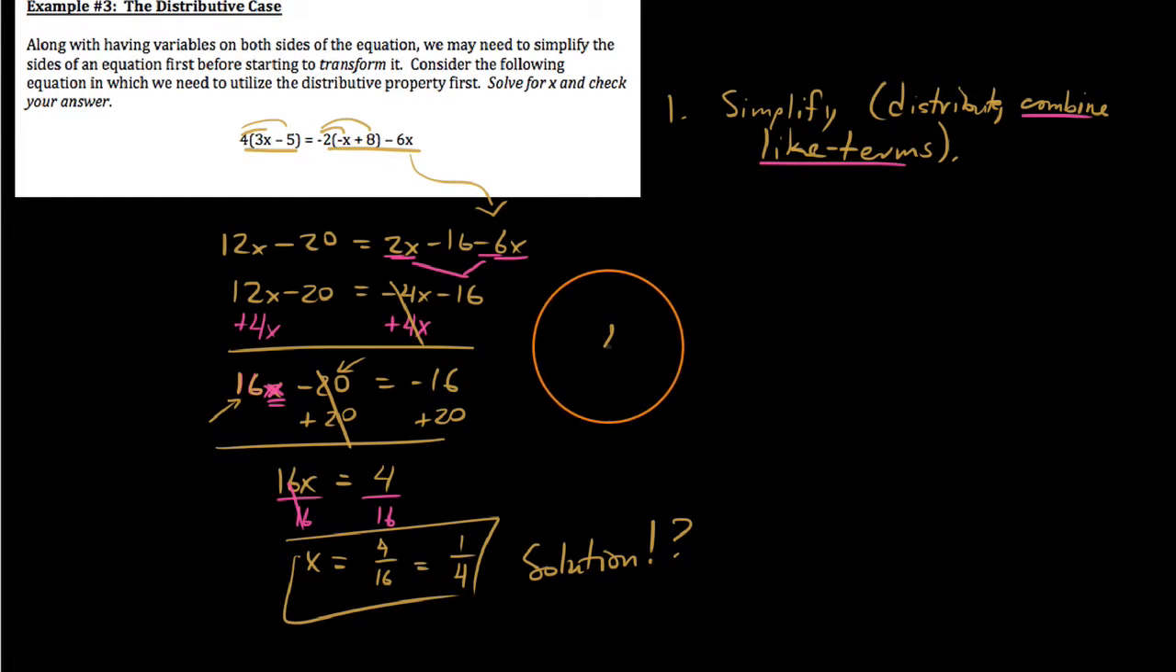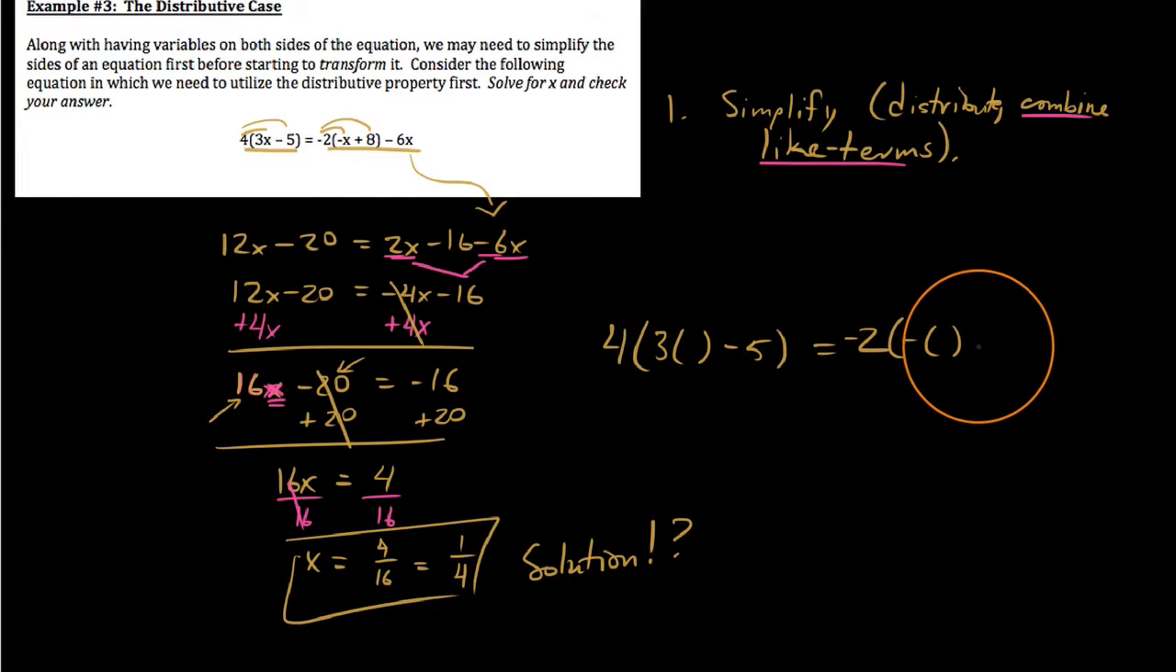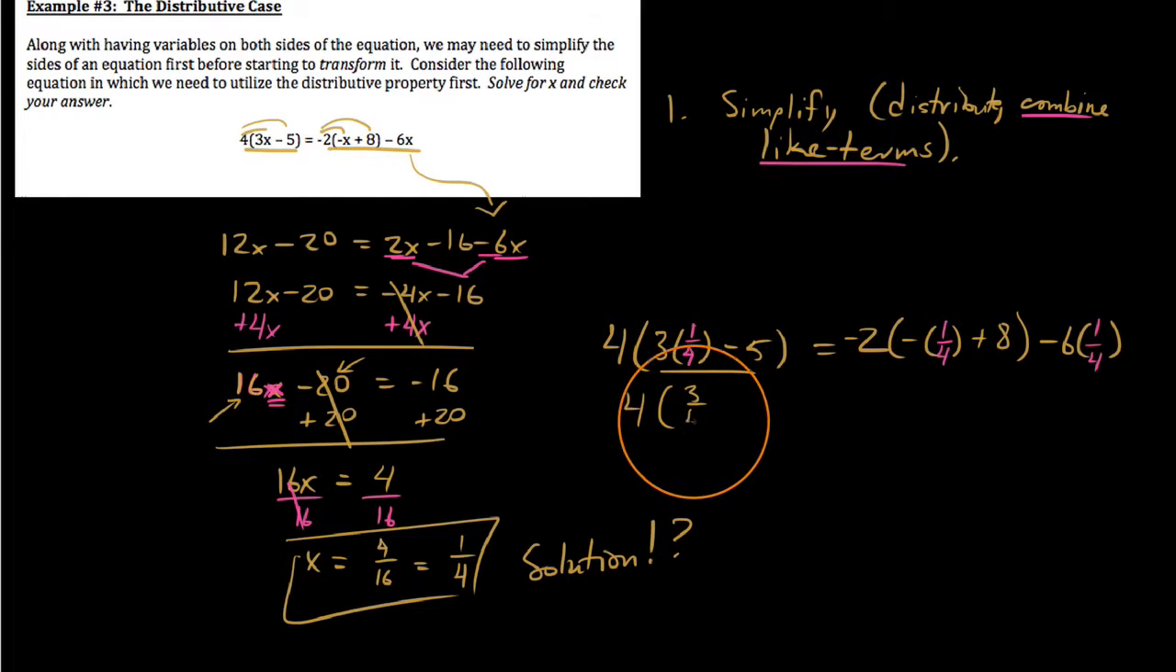So we need to plug it back into the original expression. So we say our original expression, it looked like this. And on the right side, we had negative 2 times negative blank set of parentheses plus 8 minus 6 times this. And so if we were to plug in a fourth and a fourth, ooh, this is not a very fun one to check. We could do it quickly. We could say, well, inside here we would say 3 times a fourth is 3/4. So we get 3/4 minus 5 equals now negative a fourth plus 8 here.